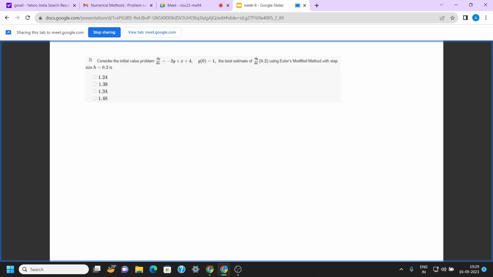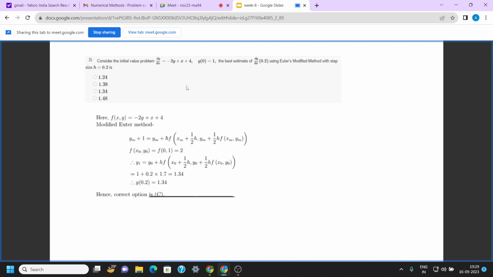Similarly, question number 3 was: consider the IVP dy/dx = -2y + x + 4, y(0) = 1, and the best estimate of y at 0.2 using Euler's modified method with step size h = 0.2 is. So you have to use Euler's modified method, take step size as 0.2, and find the best estimate of this IVP at 0.2.